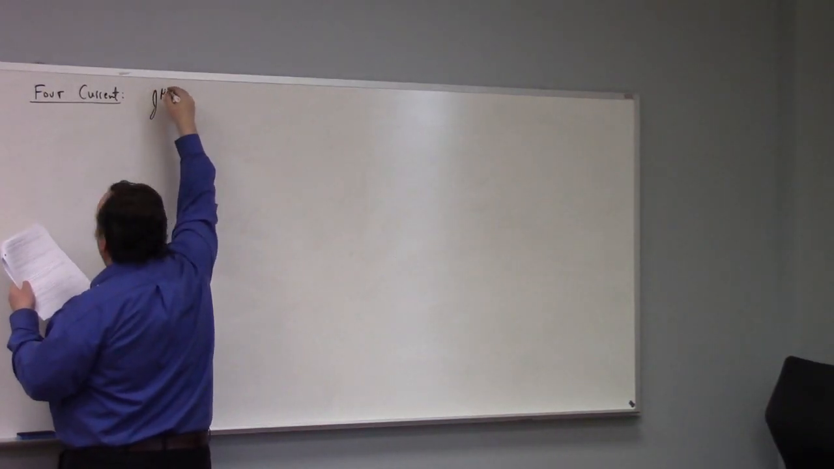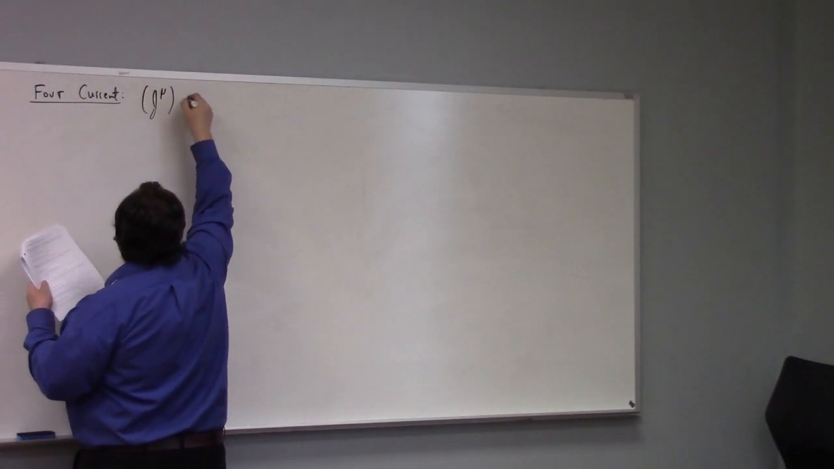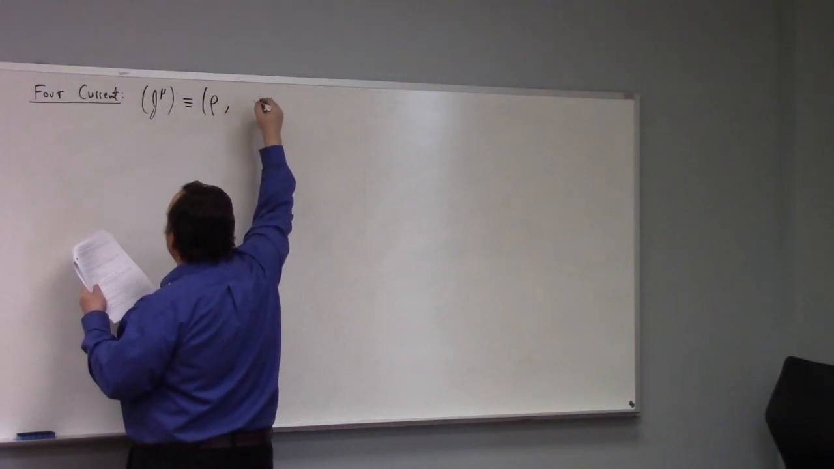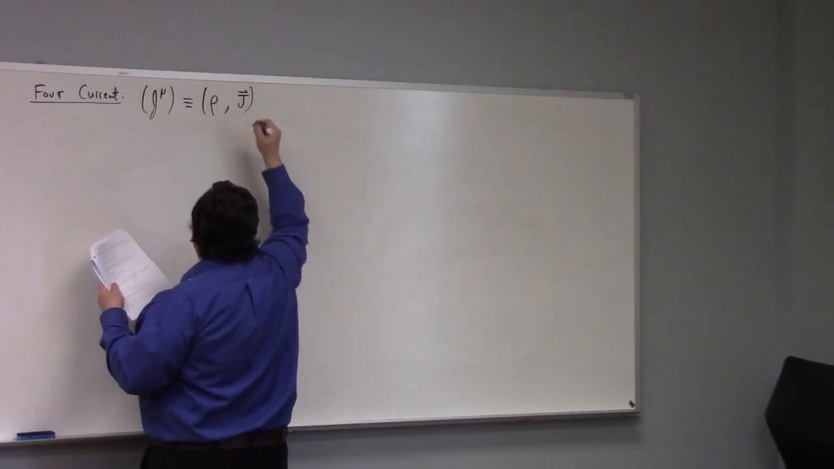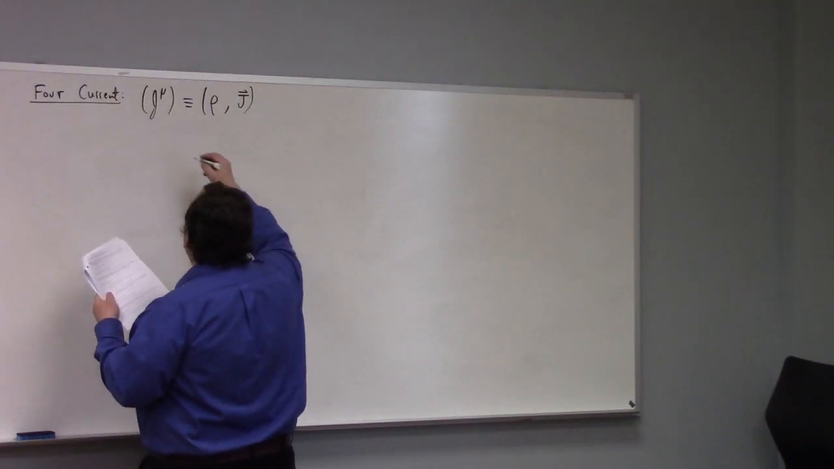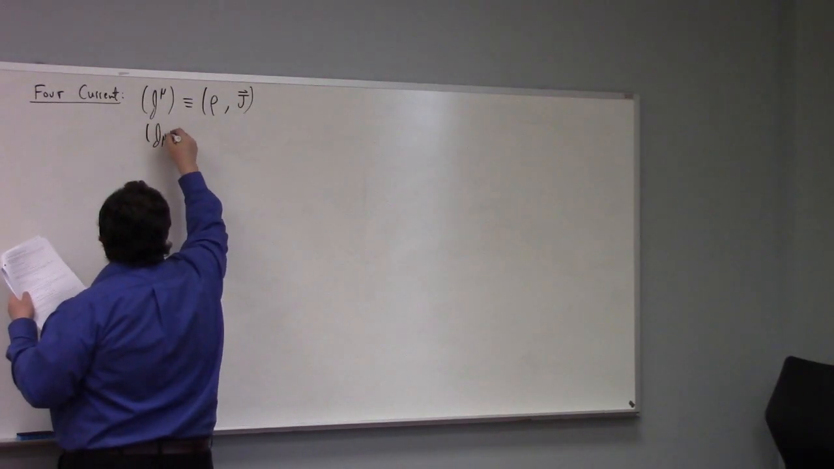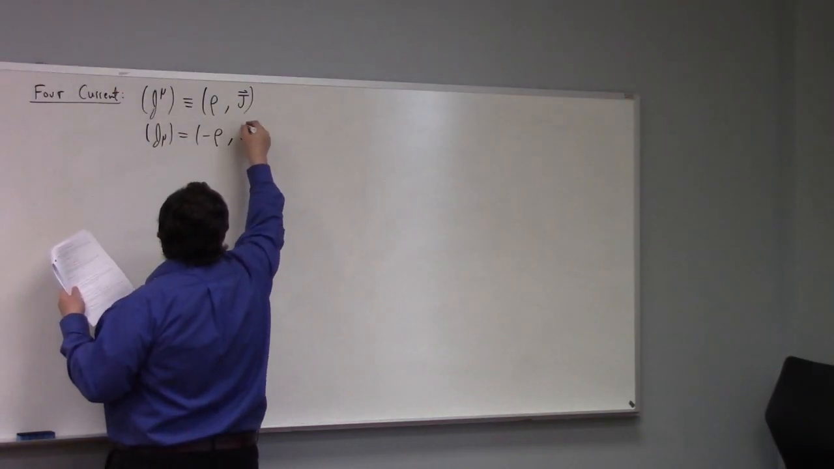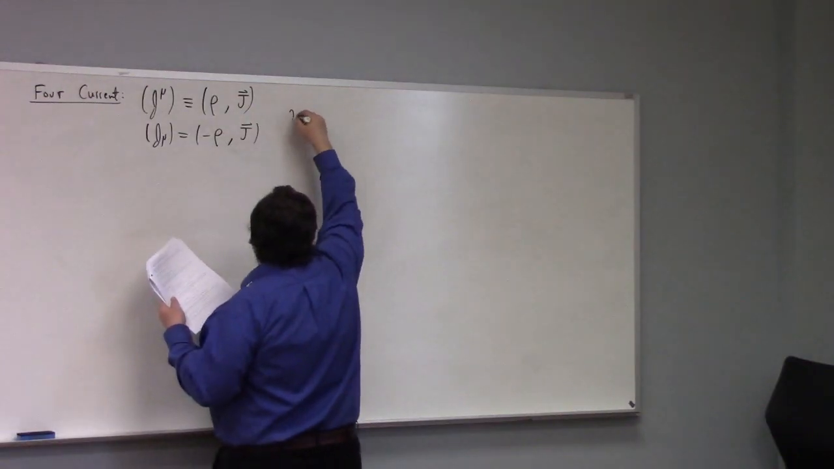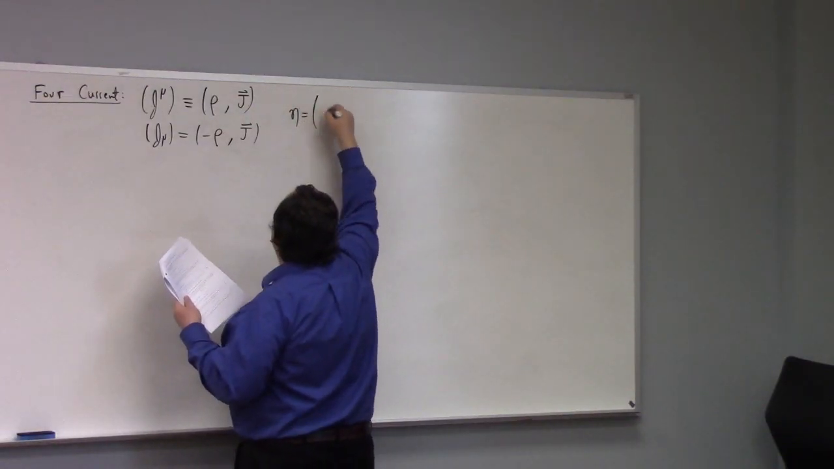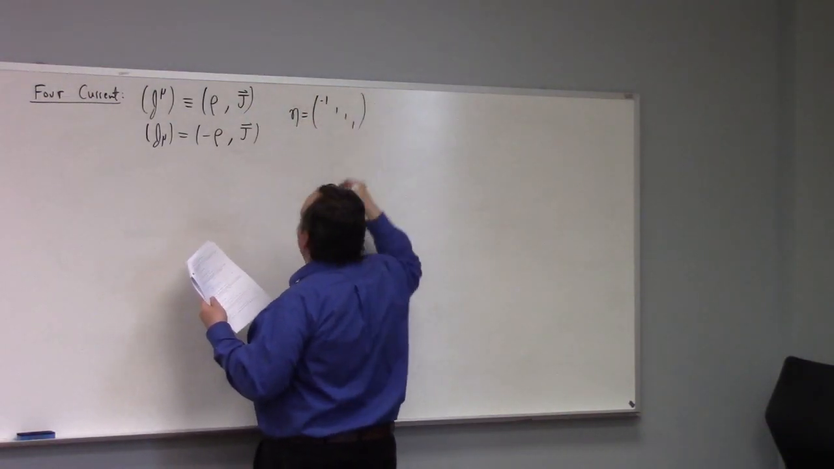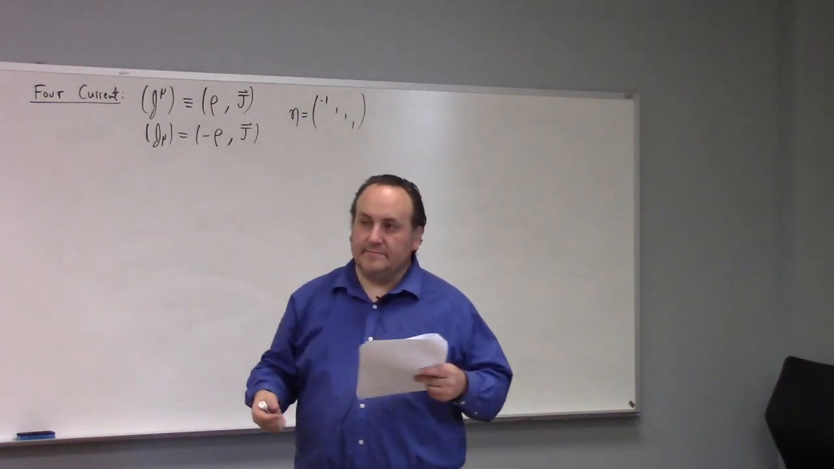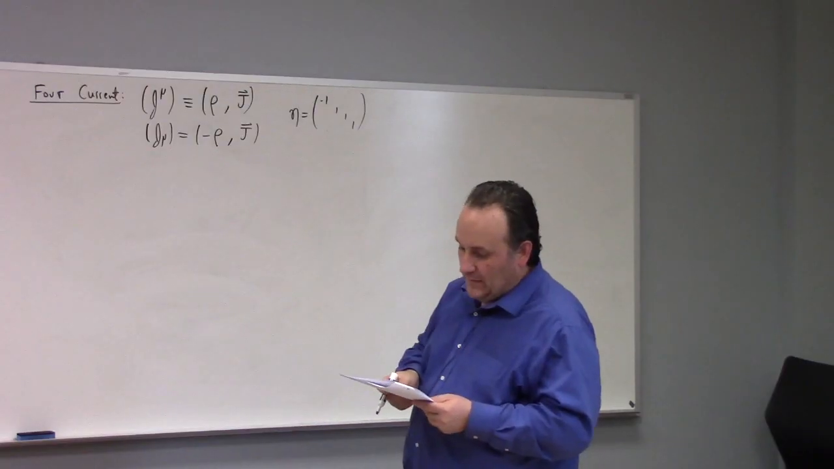J upper mu is a 4-vector. And by definition, it has 2 pieces, the charge density and the current density. If we lower the index with a Minkowski metric, using eta with signature minus 1, 1, 1, 1, we get a minus rho here and a J here. So when we lower a temporal index, we pick up a minus.